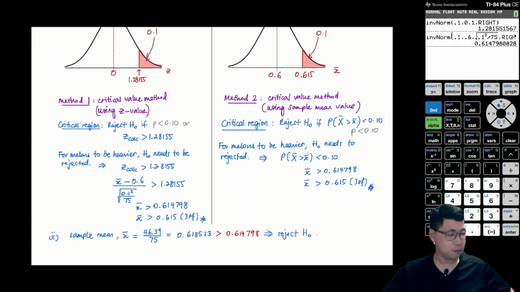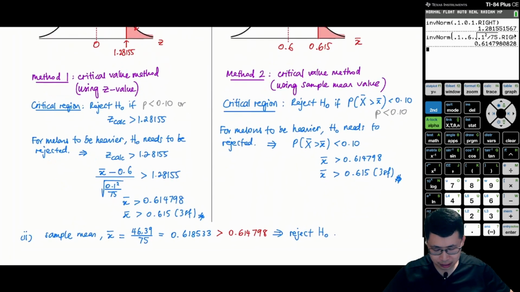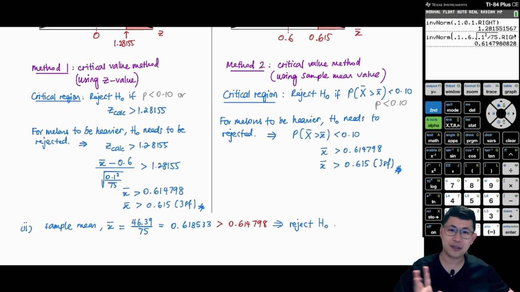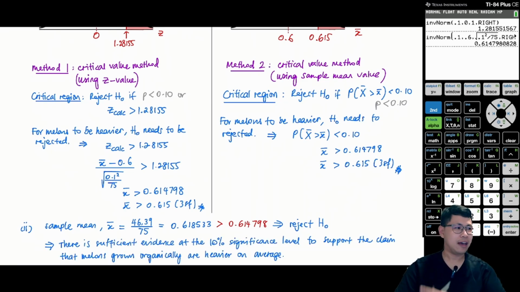Okay, and because we reject our null hypothesis, we need to state our conclusion, which is that there is sufficient evidence to support the claim, and so on. So the statement will be like that. Okay, so there we have it, the conclusion over here.